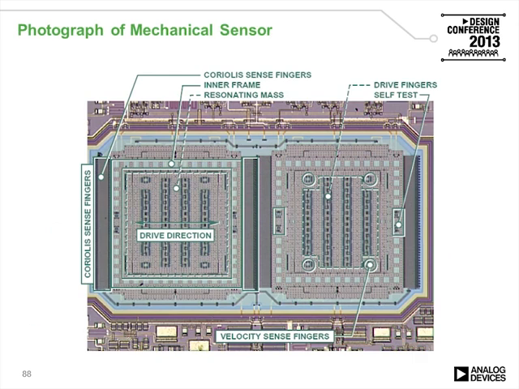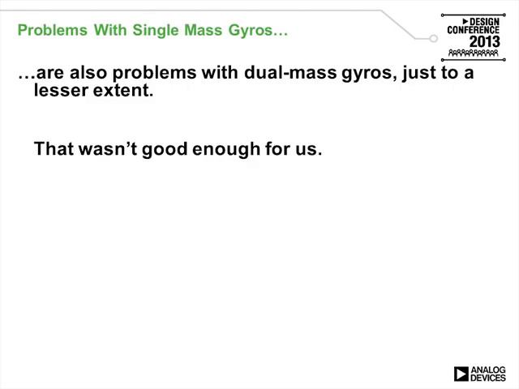This is what a gyroscope actually looks like. So this is a picture of the mechanical sensor of a two-mass differential gyroscope. And two-mass gyroscopes are a lot better than single-mass gyroscopes at rejecting the effects of acceleration or vibration, but they still have these problems, just to a lesser extent.